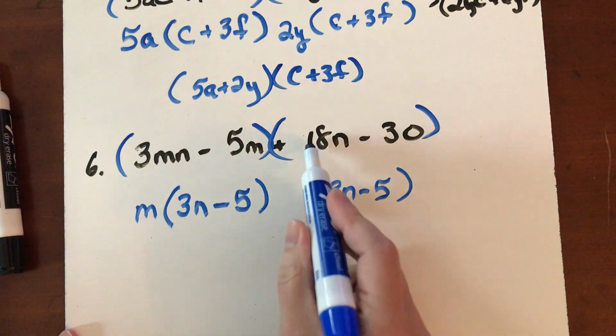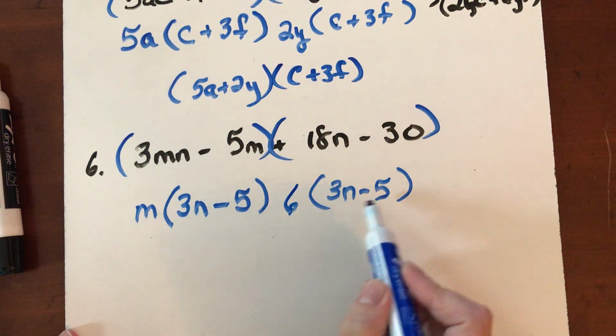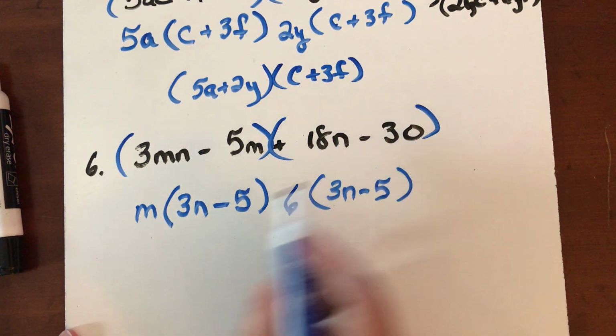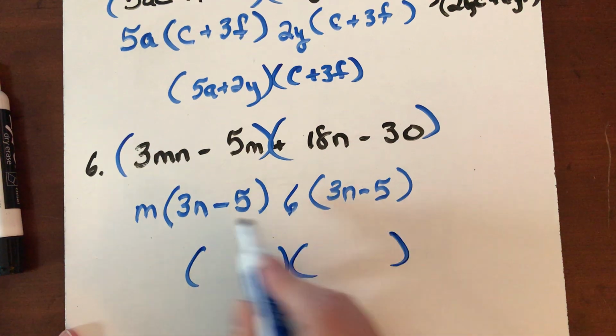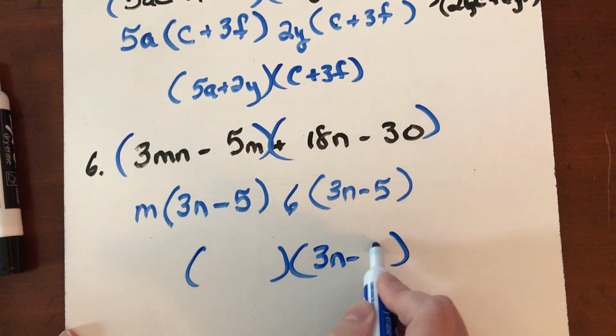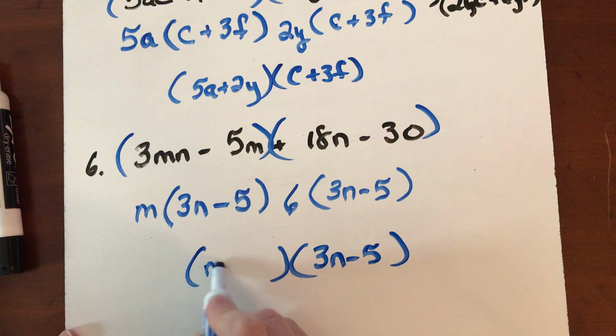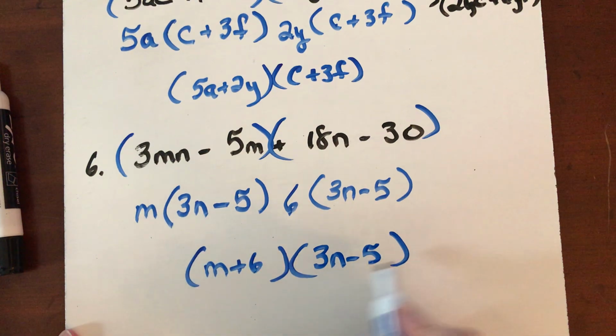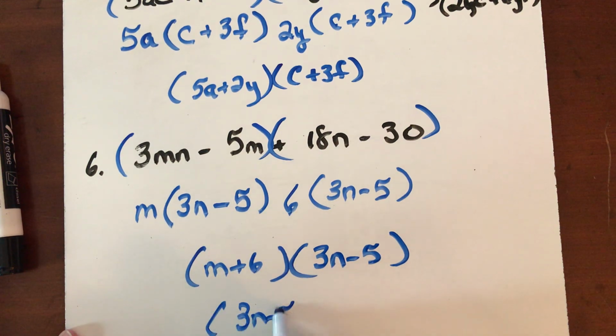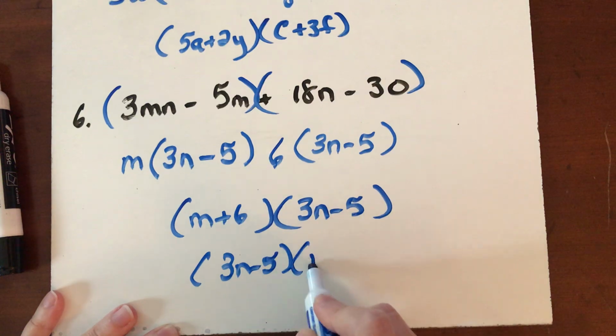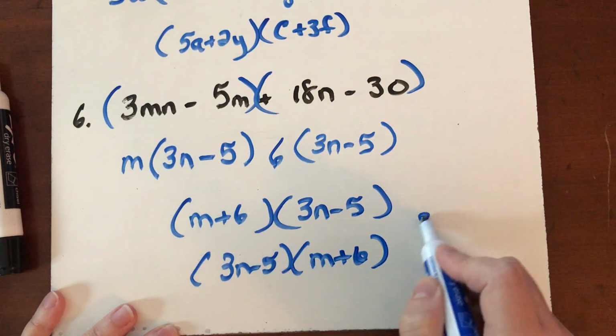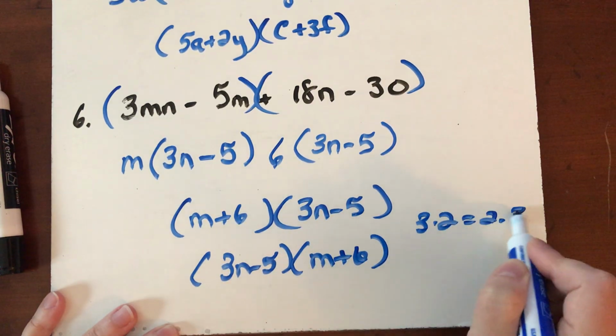3N times what is 18N? 6. Now 6 times negative 5, negative 30. So then I'm going to bring the ones that are alike down and the ones on the outside in. And again, this is the same thing. Okay, it does not matter the order because again, 3 times 2 is the same as 2 times 3.